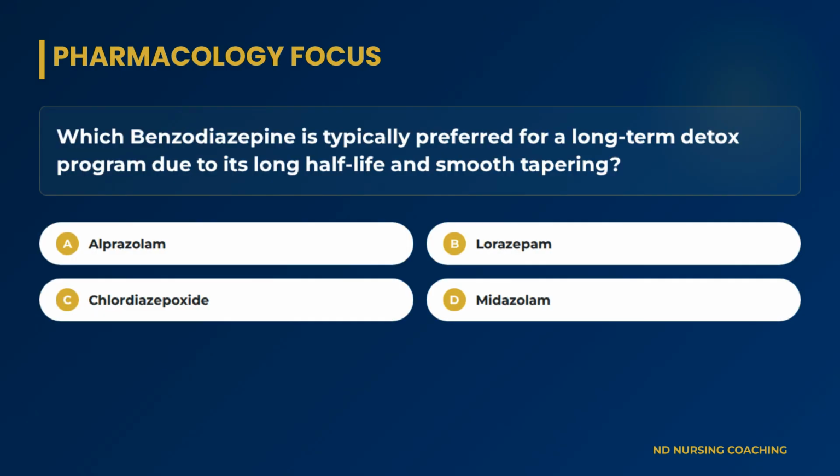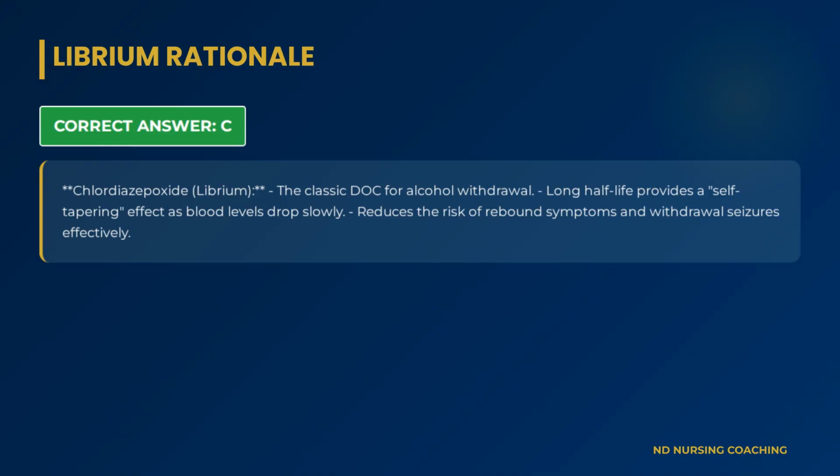Focusing on pharmacology, which benzodiazepine is typically preferred for a long-term detox program due to its long half-life and smooth tapering? The correct answer is C, chlordiazepoxide or Librium. This classic drug of choice for alcohol withdrawal has a long half-life, providing a self-tapering effect and effectively reducing the risk of rebound symptoms and withdrawal seizures.